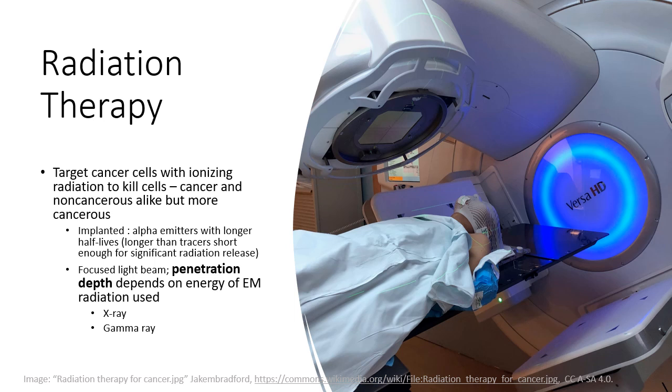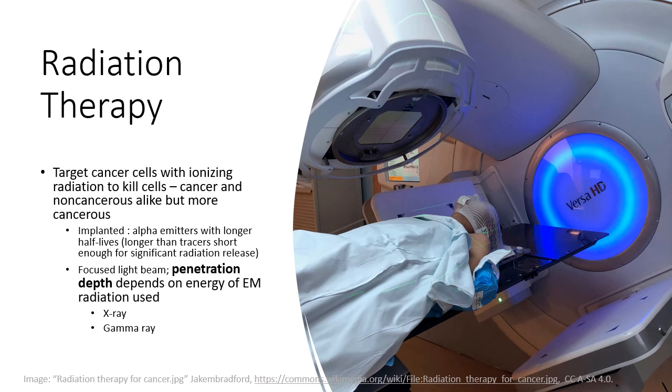Now, there are two ways that this treatment is commonly delivered. So we can implant a radioactive material into a tumor and allow it to stay for a specified period of time and then remove it. This type of therapy uses alpha emitters with longer half-lives. How long? Longer than the radioactive tracers, but short enough for significant radiation release during treatment.